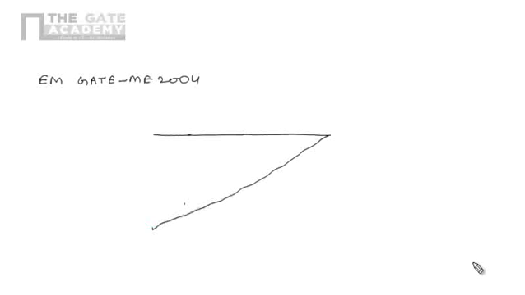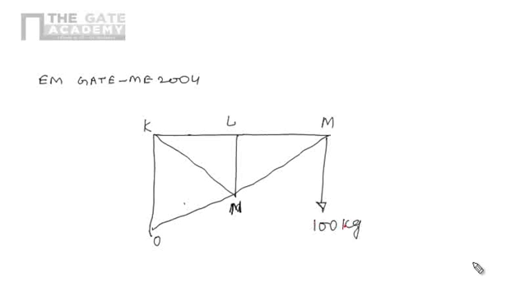I am just drawing the truss here, and these are the members of the given truss, and the points are O, K, L, M, L, N, M, and at point M we are applying the load of 100 kilogram. At K point there is a hinge joint. At O point there is a roller support. So this one is the given truss, and in this problem we are interested in force in member LN.